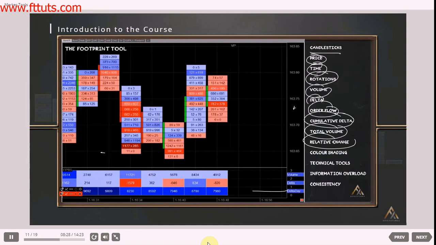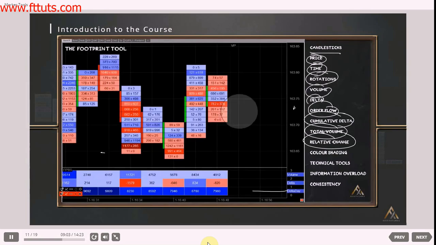Now, in terms of talking about color shading, this is the real crux. This is the real amazing, incredible part about the footprint tool. The reason being is that what the footprint tool does is it shows us the relative change in interaction through color. Colors are wonderful because we can very quickly see them and make very fast decisions upon them. Whereas if we were just trying to calculate the net change occurring at each price, that on its own wouldn't allow us to make effective quick decisions.